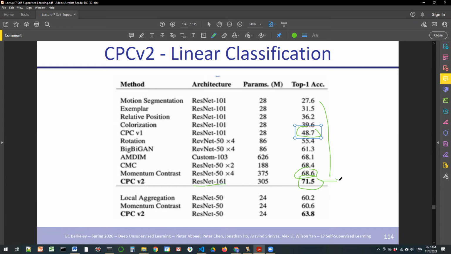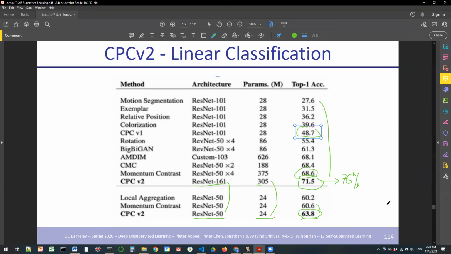Keep in mind, this is getting very close to the 76% of supervised classification, right? That's kind of what the goal was, to get it to 76. And if you take a basic ResNet 50, then you get about 63.8. And obviously the parameters that are there are significantly different. It's only 24 million parameters. You still get a reasonably good number, and compared to the momentum contrast, it's much better as well, right?